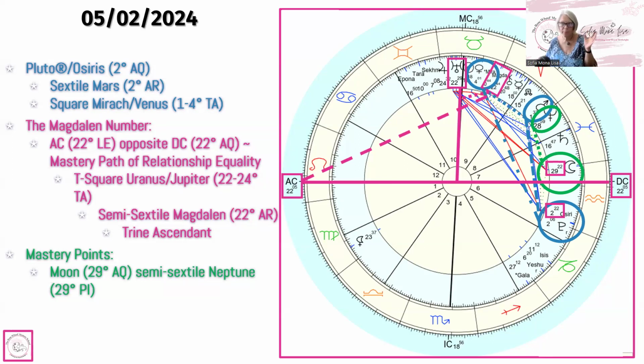And apologies, let me just correct. I said that Mirach was at 0 degrees of Taurus. It's really at almost 1 degree of Taurus. And since yesterday, Venus has moved forward from 2 degrees to 4 degrees, but they're still pretty close, approximately 3 degrees conjunct. And so these aspects from yesterday are still in effect.